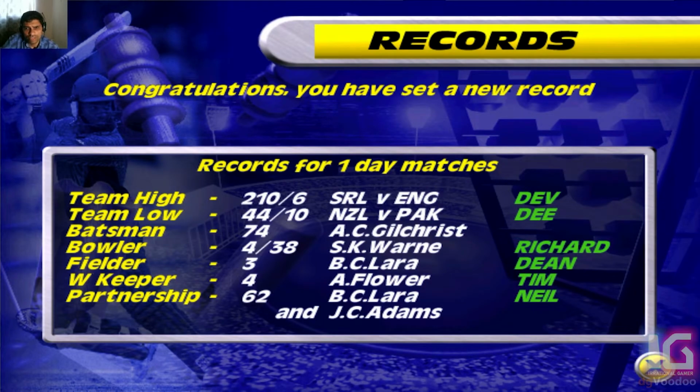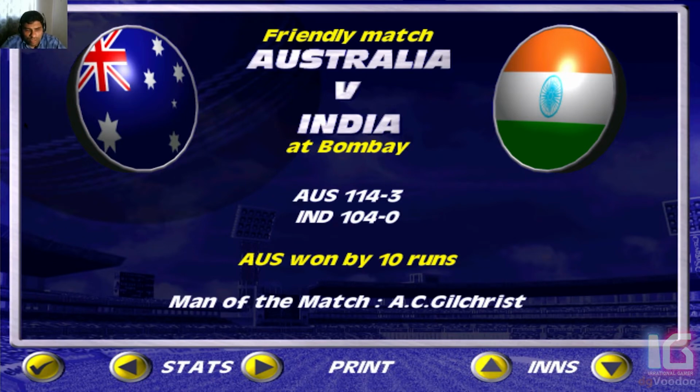Congratulations, you have set a new record for one-day matches. Batsman Adam Gilchrist, who scored 74. Okay, here's my name. So Australia won by 10 runs. Wow, that was close. That means the AI is good in this game, is it? Wish I had some time to autoplay a match and see how well the AI reacted back then.